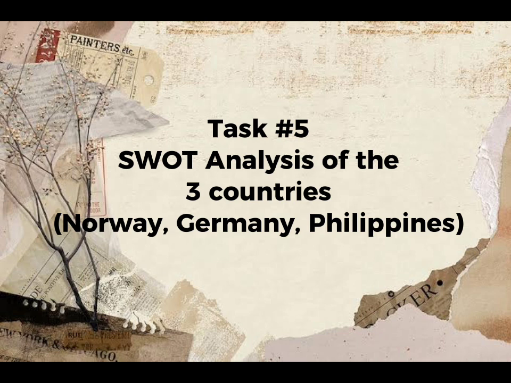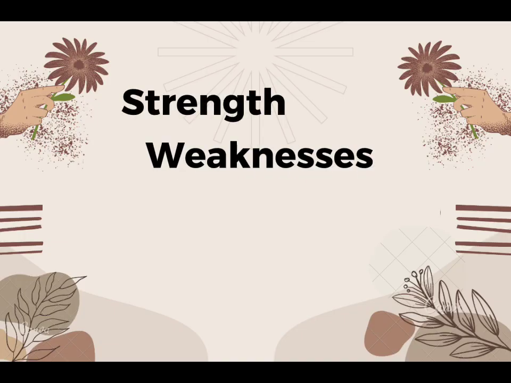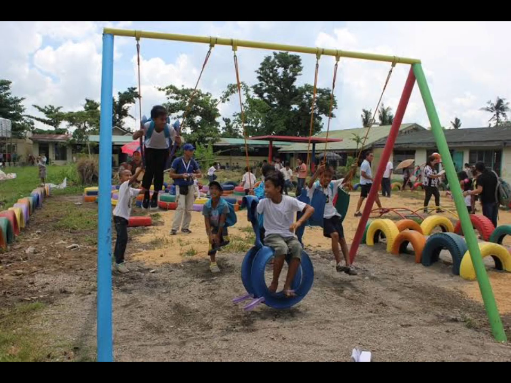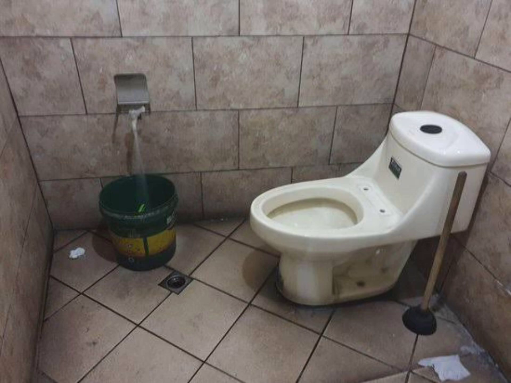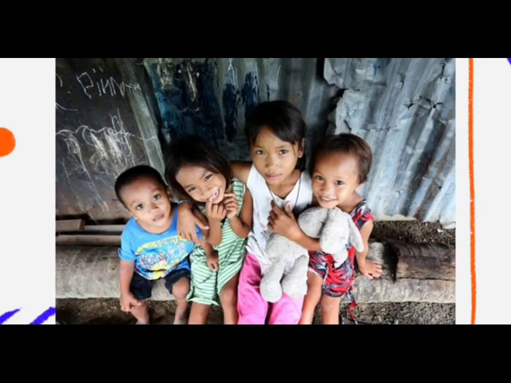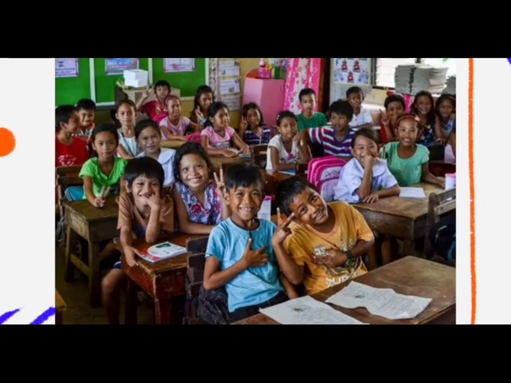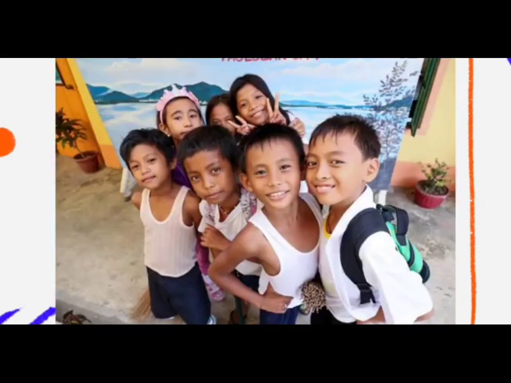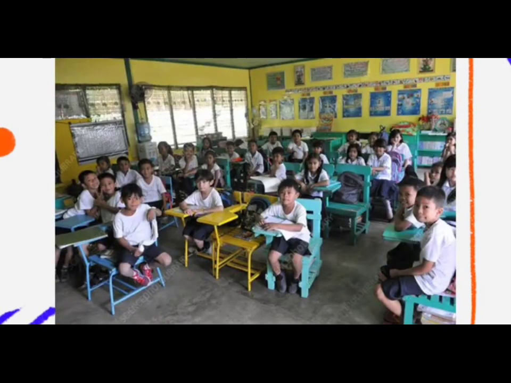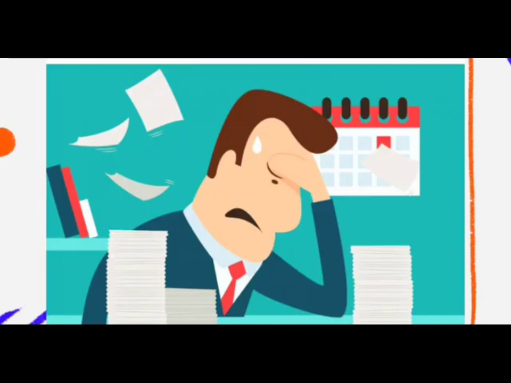Task number 5 is to make a SWOT analysis of the chosen countries: the strengths, weaknesses, opportunities, and threats. Weaknesses include playground facilities and inadequate clean and safe comfort rooms, because mostly here in the Philippines our CR is very dirty, and the lack of classrooms, understaffing, and the gap between rich and poor. So these are the weaknesses of the Philippines.